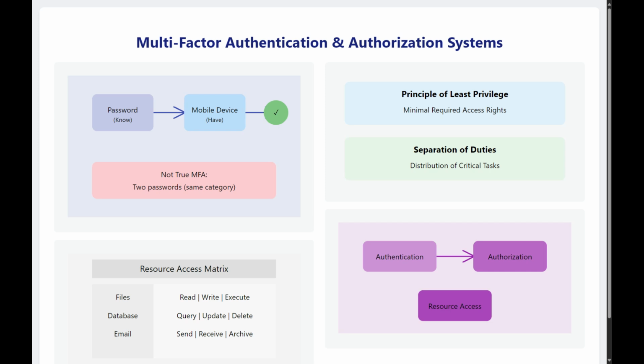This practice involves distributing critical tasks among different individuals. For instance, in financial operations, the person approving purchases should differ from the one writing checks. This distribution of responsibilities helps prevent potential security breaches and fraud. These authorization strategies work together to create a comprehensive security framework that protects organizational resources while enabling necessary business operations. The focus remains on balancing security requirements with operational efficiency.